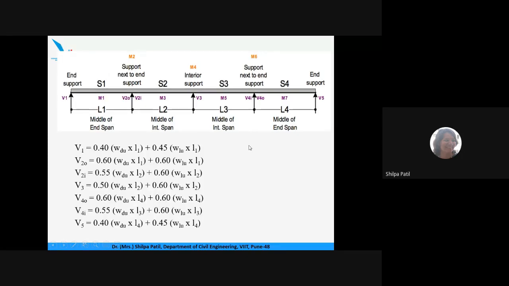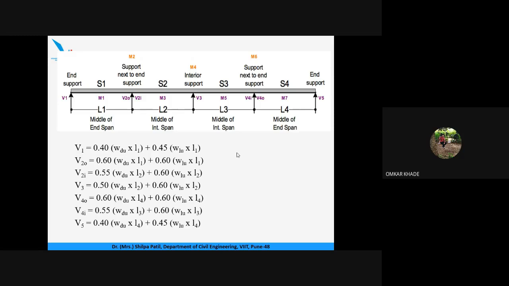Now similarly, we have to find out the shear force. Ma'am, for finding the interior support M4, we can also take L3. Yes, for M4 you can consider L3 also.